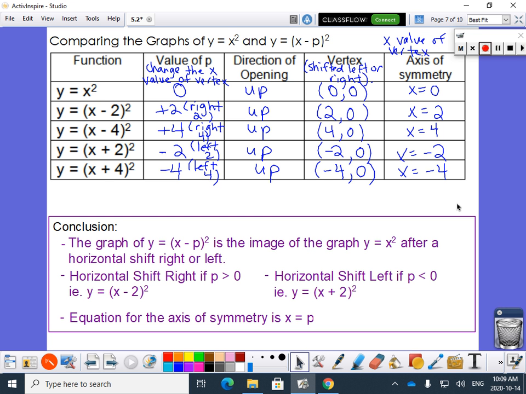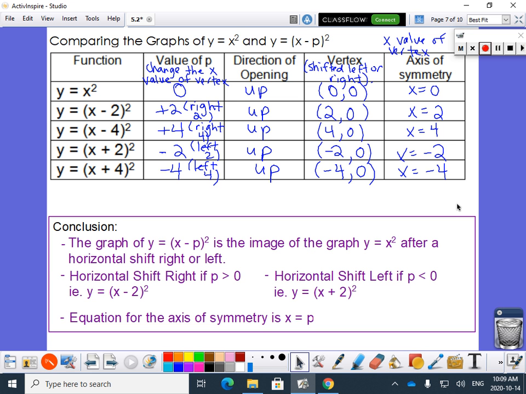Okay, so it says here the graph of y equals (x minus p) squared, which is our vertex form, is the image of the graph y equals x squared after a horizontal shift right or left. So that's what we're seeing now. When we see the equation looking like this, we know that there has been a shift left or right. So the horizontal shift is right if p is greater than 0, so remember here, p is greater than 0, so we're going right. Horizontal shift left if p is less than 0, okay, so less than 0, left. And then the equation for the axis of symmetry is x equals p.